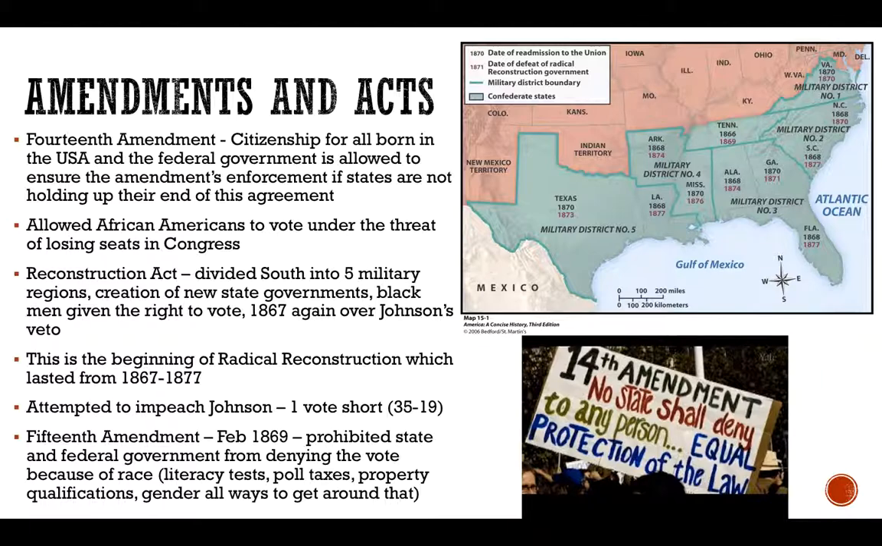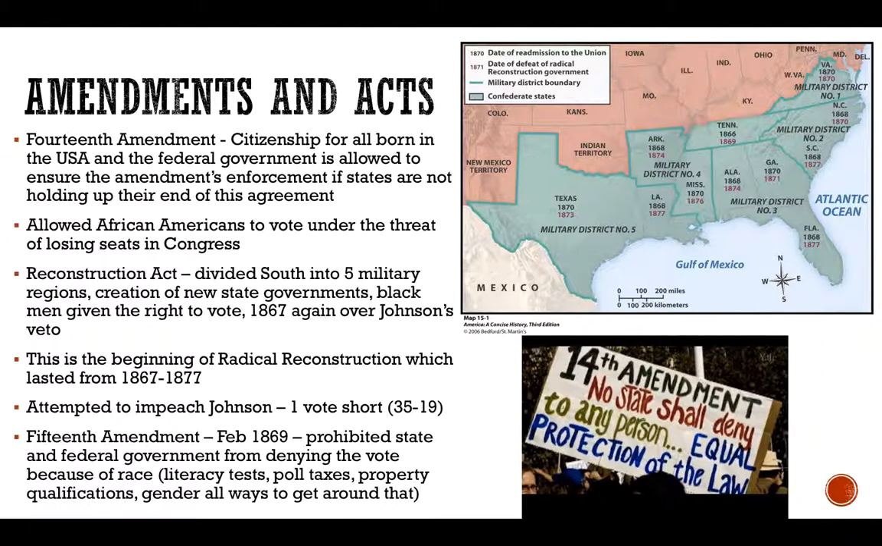The 14th Amendment states that citizenship is granted to all those born in the United States, and that the federal government is allowed to ensure the amendment's enforcement if states are not holding up their end of this agreement. So if the states denied citizenship to freed African Americans, the nation, the federal government, could come in and enforce this freedom, essentially.